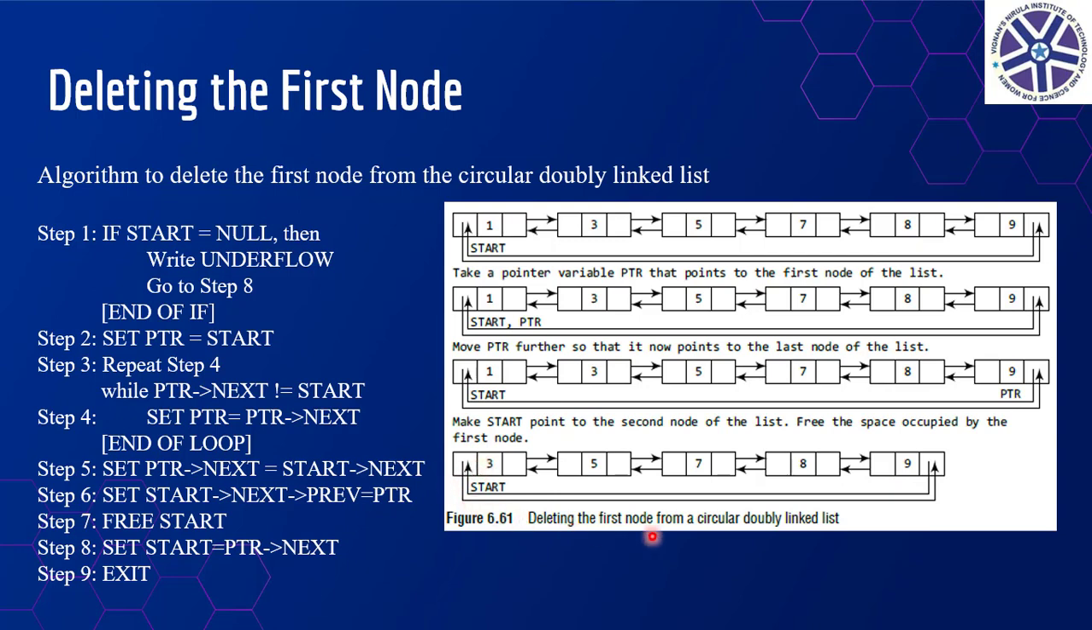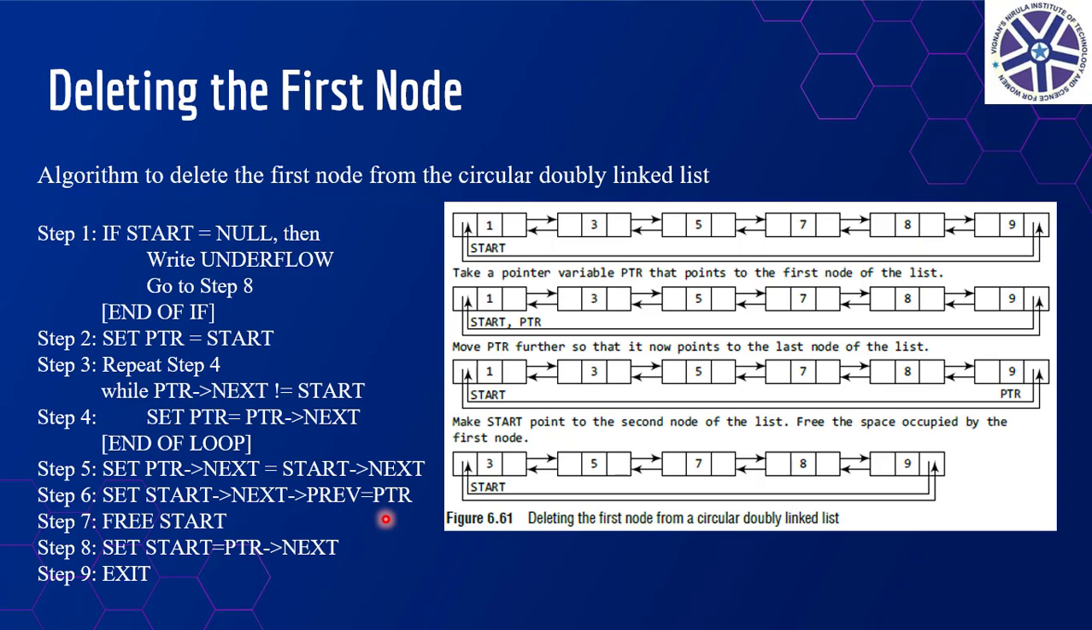Now let us see the opposite link. This node's previous: what is this node? Start to next. Start to next, which field? Previous. Start to next to previous is equal to what? PTR. So start to next to previous equals PTR.